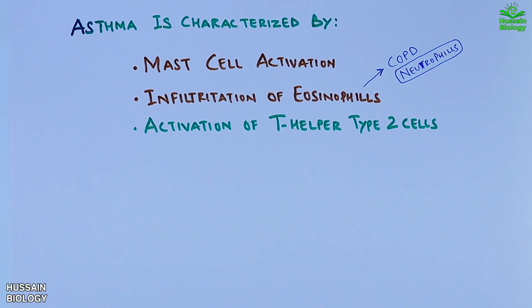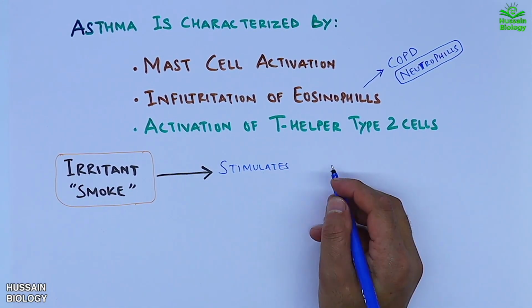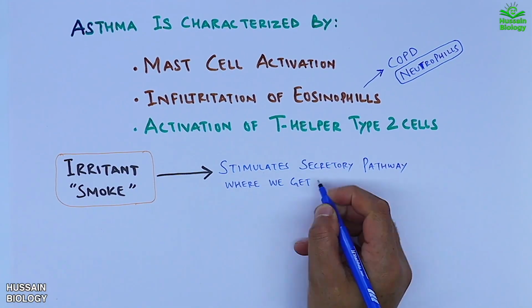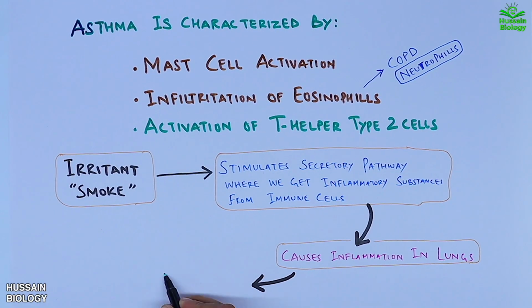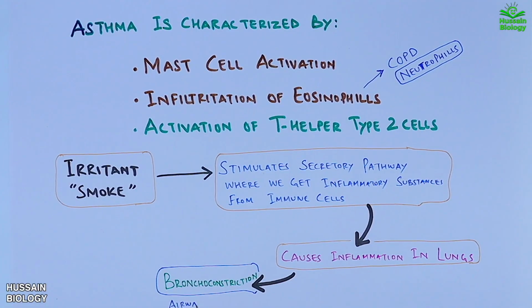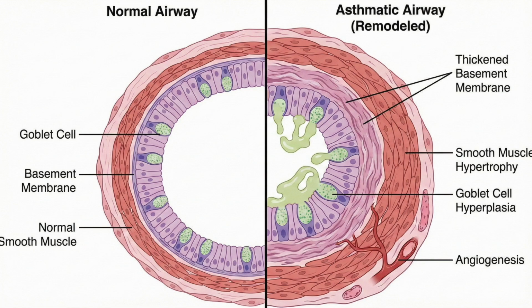Here we can see how asthma can be triggered. We have an irritant like smoke. It stimulates the secretory pathway, where we get the inflammatory substances from immune cells. Then these inflammatory substances cause inflammation in lungs. That leads to bronchoconstriction, that is airway narrowing, as we can see in the diagram. We have two cross sections of bronchioles here. One is the normal on the left, the other one is the bronchiole with asthma. And it's pretty clear here how asthma narrows down the airways.